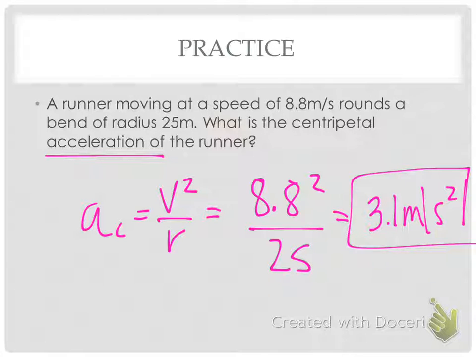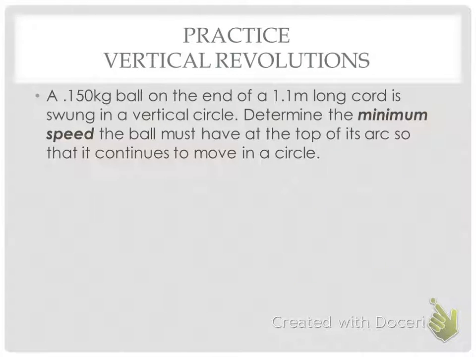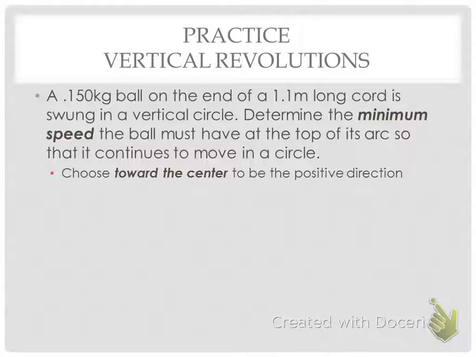Okay, let's look at vertical now. All right, a 0.150 kilogram ball at the end of a 1.1 meter long cord is swung in a vertical circle. Determine the minimum speed the ball must have at the top of its arc so that it continues to move in a circle. Okay, and we made the note to make toward the center of the circle the positive direction.